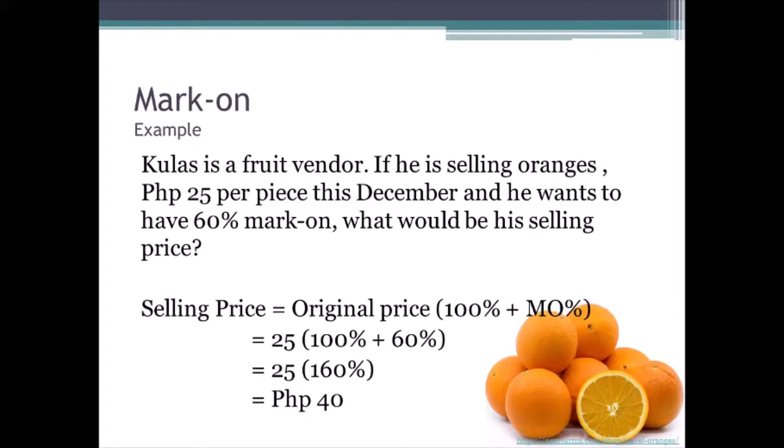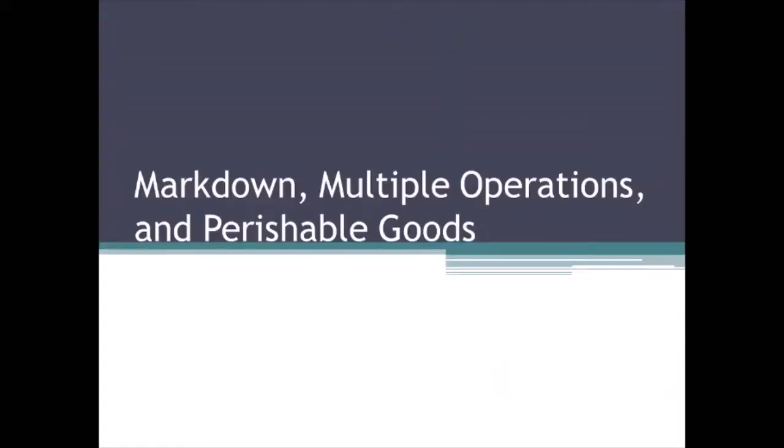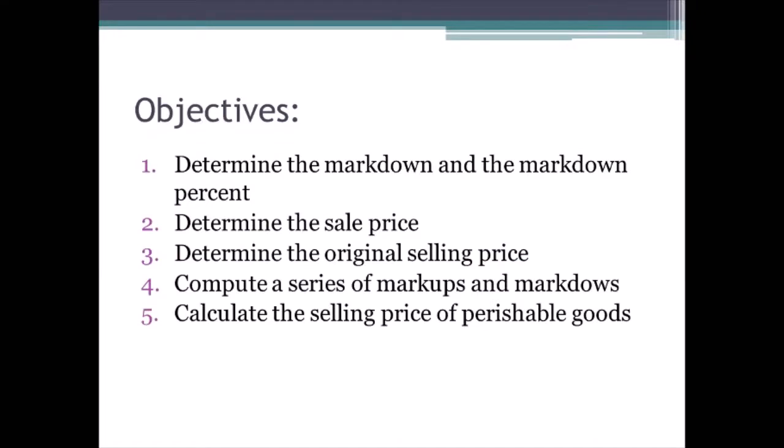Let's now proceed to the next lesson, which is markdown. And under markdown, there are perishable goods and the combination of markups and markdowns under multiple operations. These are the objectives. First, determine the markdown and the markdown percent. Second, determine the sale price. Third, determine the original selling price. Number 4, compute a series of markups and markdowns. And lastly, calculate the selling price of perishable goods.